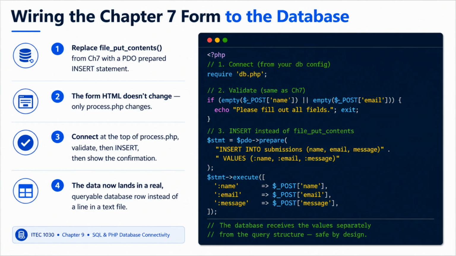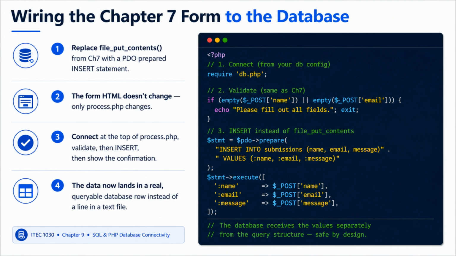With the database created and the PDO connection working, this is the payoff. Replacing Chapter 7's file_put_contents with a real insert requires changing only one file, process.php. The form's HTML doesn't change at all, and the confirmation page doesn't change either. Walk through the 3 numbered steps in the code exactly as commented. Require db.php to load the connection, validate the same way Chapter 7 did, then insert with a prepared statement instead of writing to a text file.